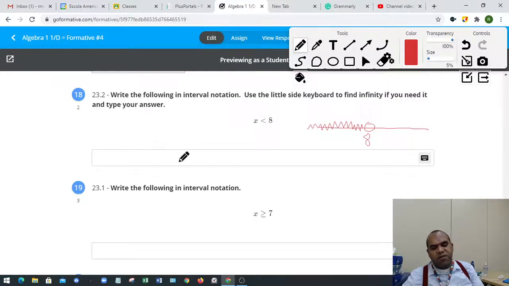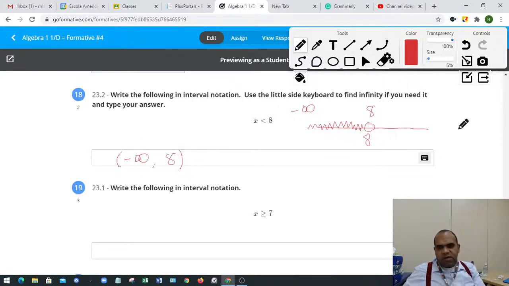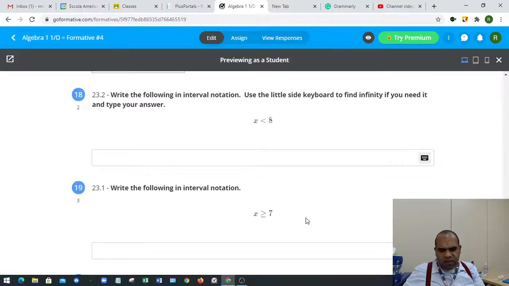Here, a great open circle. And here is negative infinity, and here's number 8. And the result is parentheses, negative infinity, comma, 8, parentheses. That's it. Pretty simple, yes? Nice. Let's go over to the next.